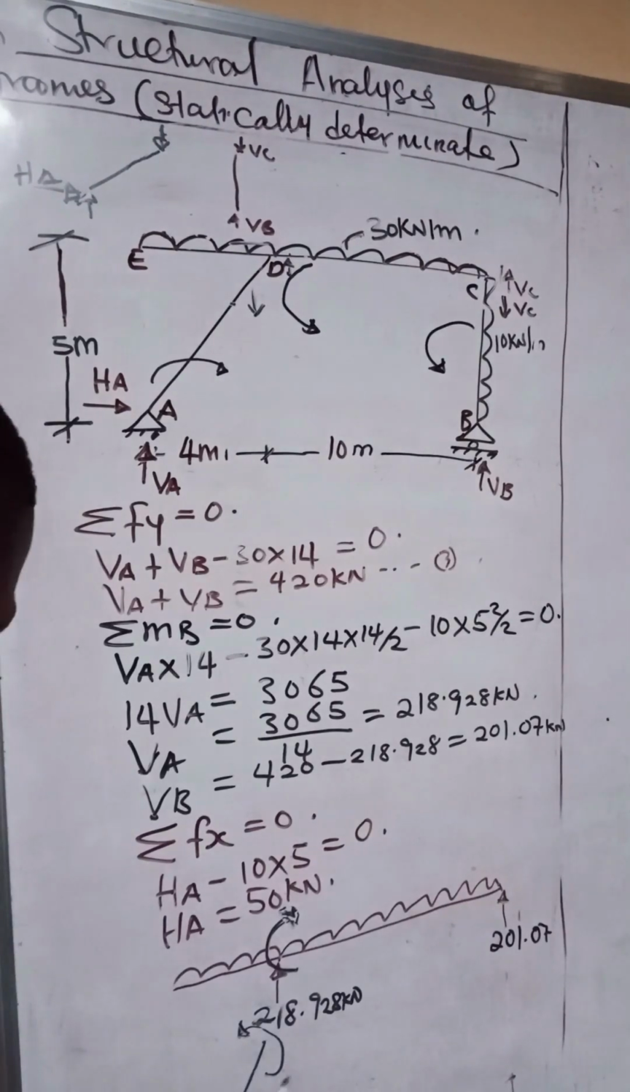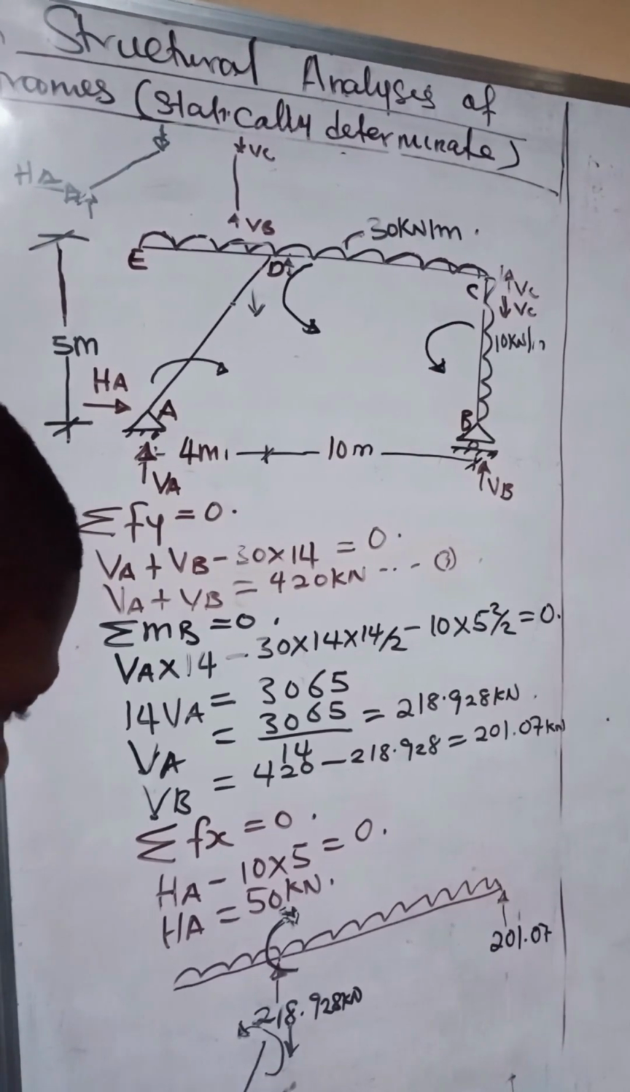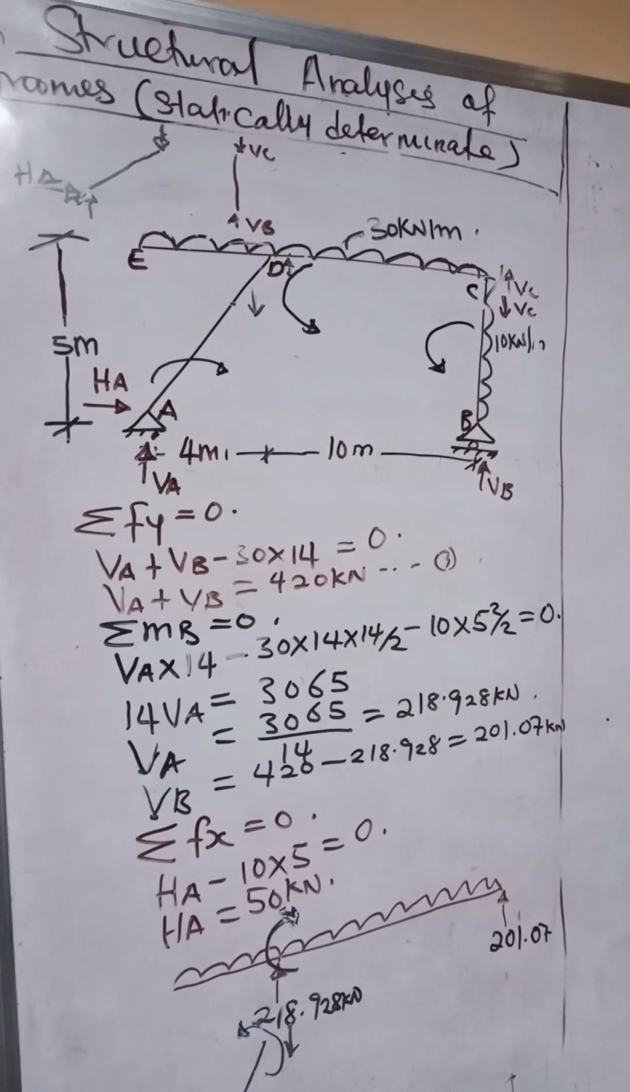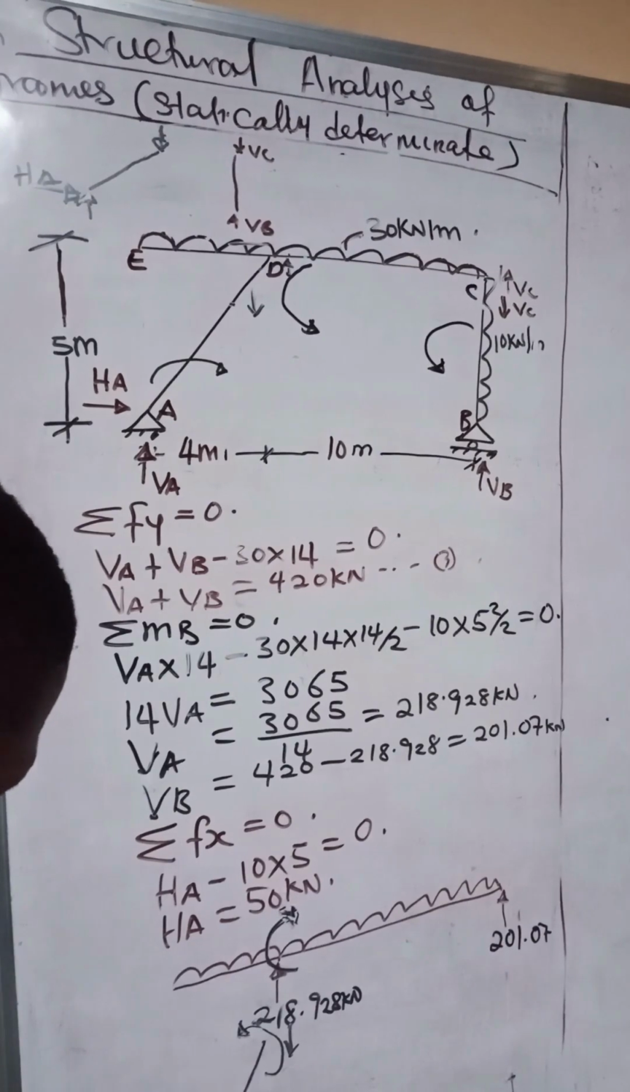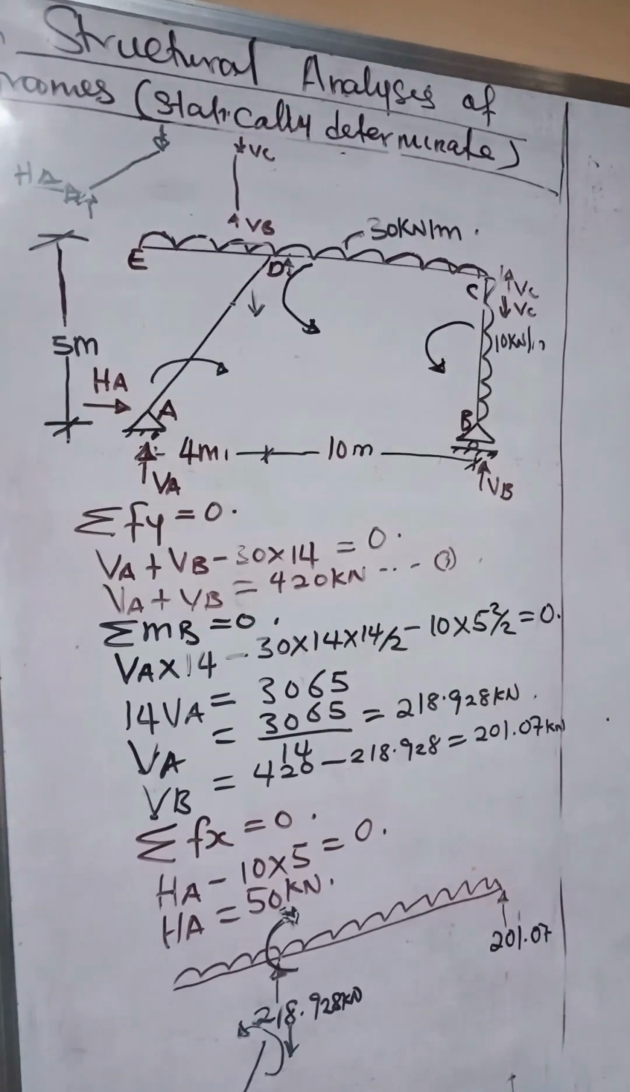Okay, now you also have the reaction coming down also, while here you have the reaction going up. Here you already have horizontal reaction. The horizontal reaction, you have it to be 50. So here is 50 kilonewton. Here is 218.92. Okay, we have a moment here.